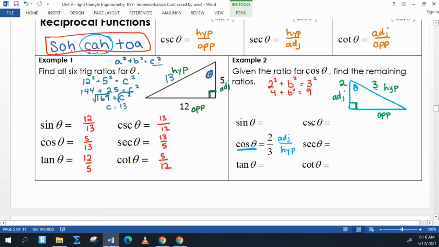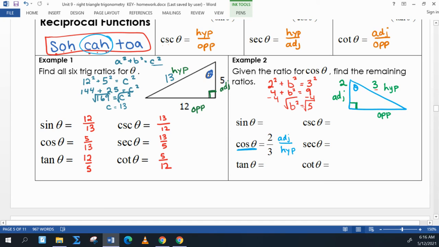So now when I'm solving for b squared, over here I just had c squared by itself. I've got to get b squared by itself, so we're going to subtract 4 from both sides. B squared is equal to 5. Then we could just take the square root of both sides, and go ahead and just leave it.